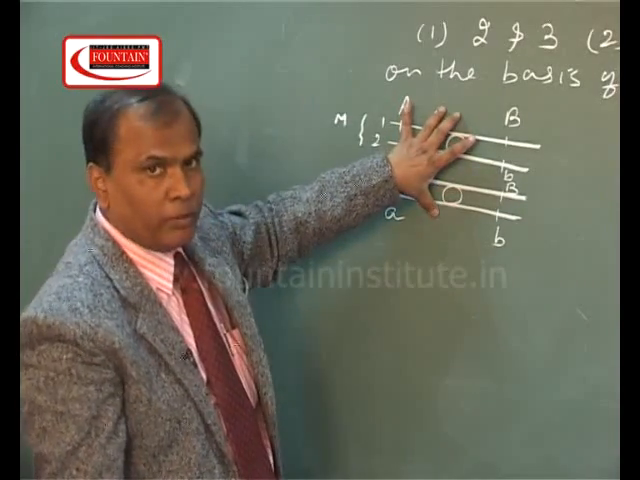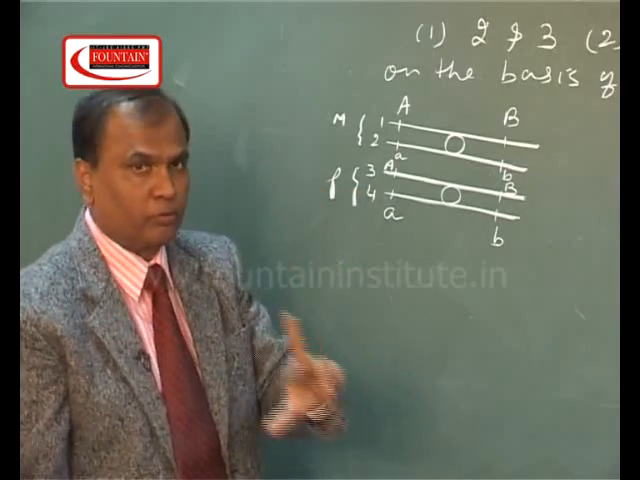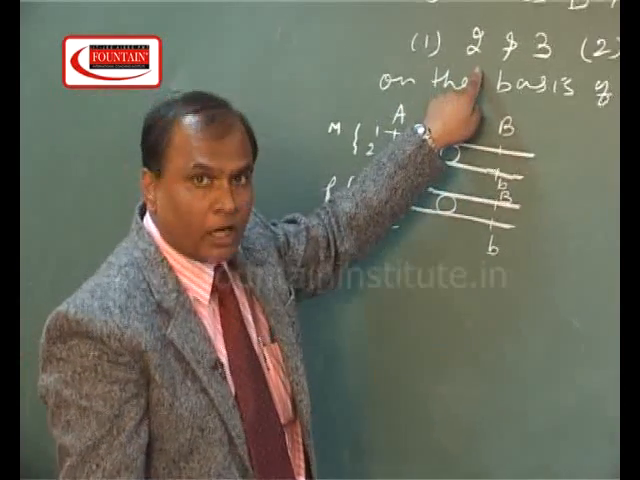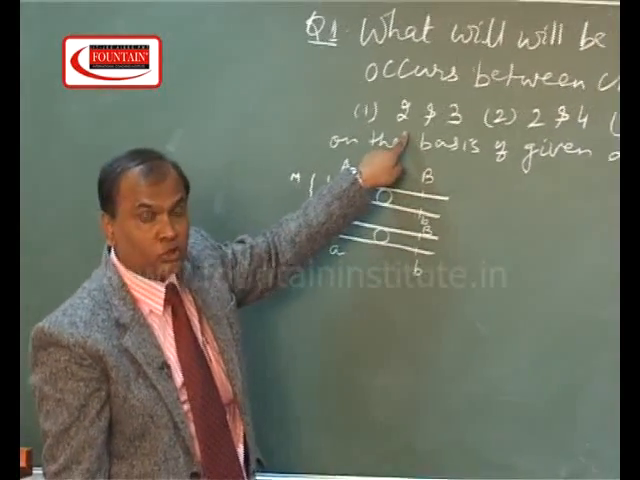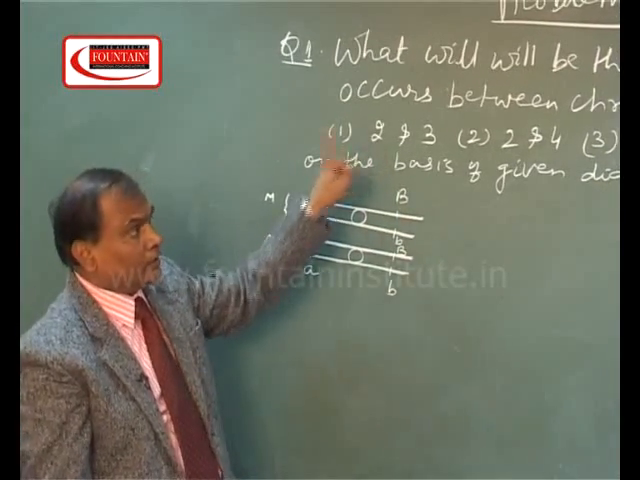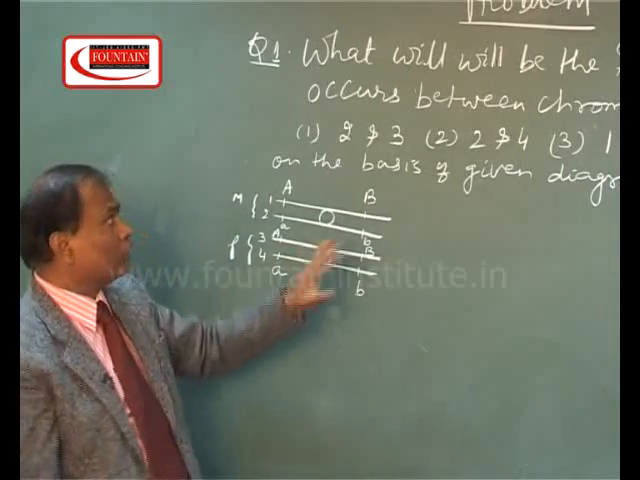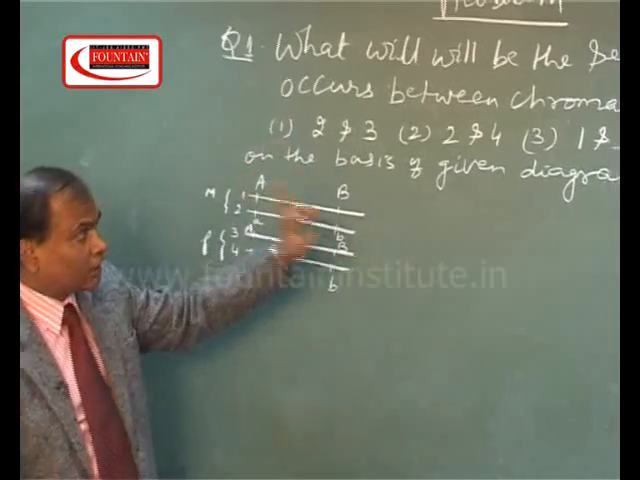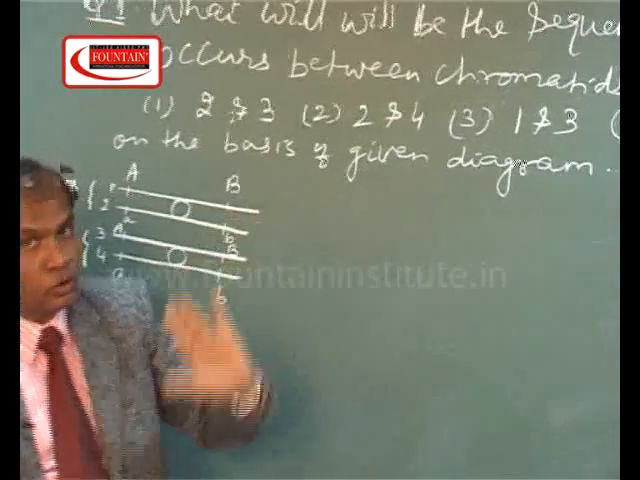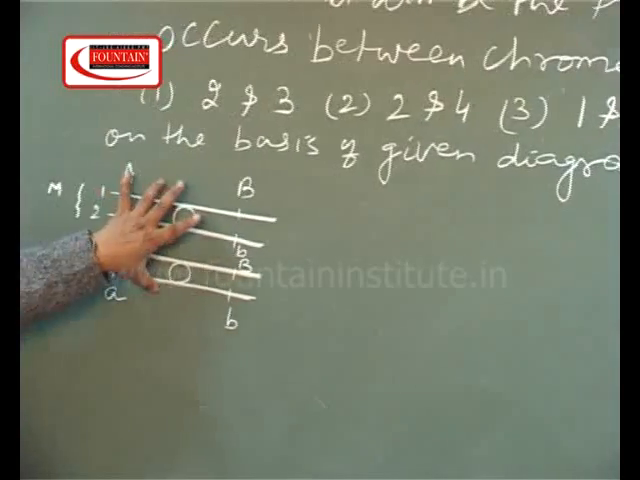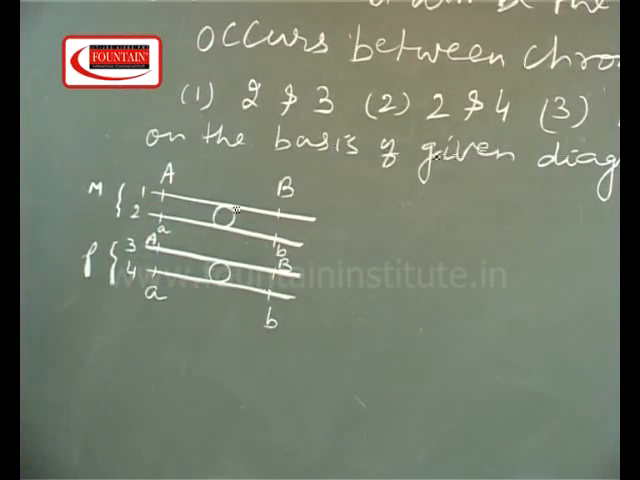So this is the problem, and you have to solve. The first problem is that crossover occurs between non-sister chromatids 2 and 3. Then tell me what will be the sequence of gametes. I am going to solve this problem. Rest of the problem you will have to solve. First see how we can solve this problem.